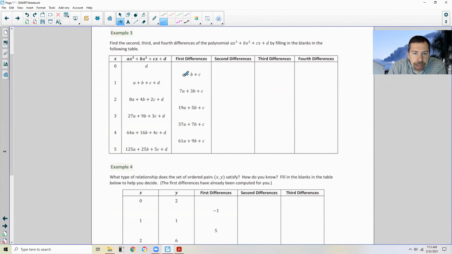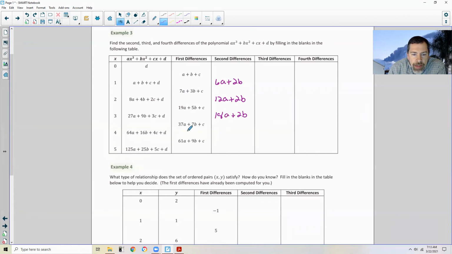So simply 7a minus a, which is 6a. 3b minus b, which is 2b. And the c's cancel. 19 minus 7 is 12a. 5 minus 3 is 2b. 37 minus 19 is 18a. 7 minus 5 is 2b.